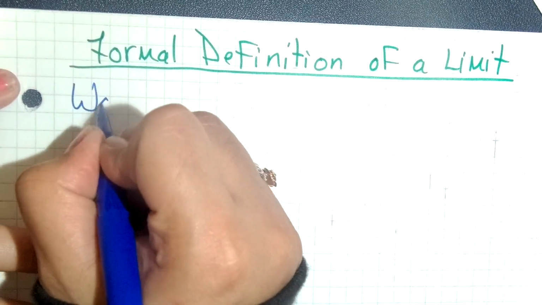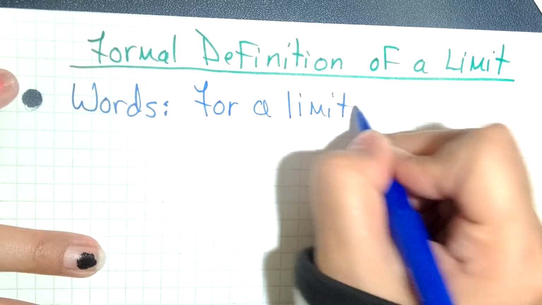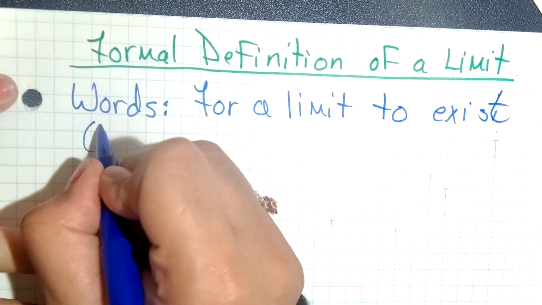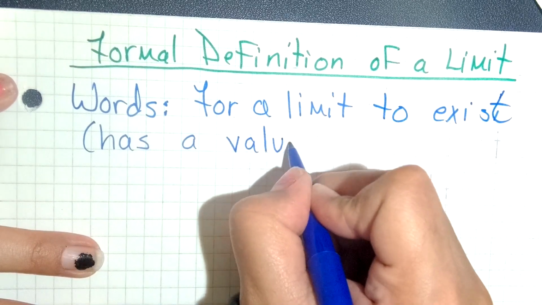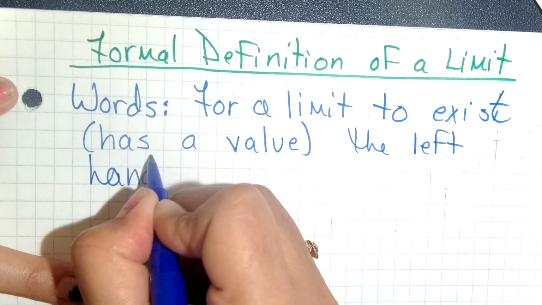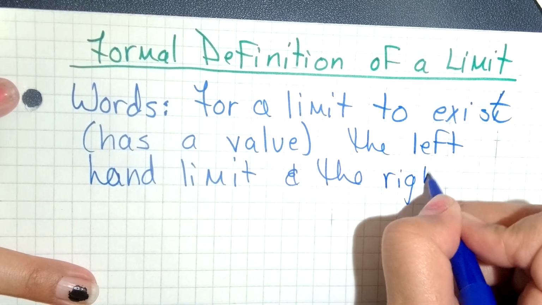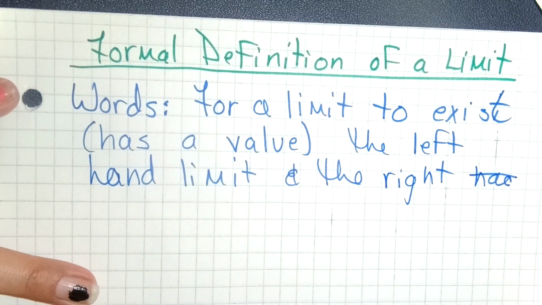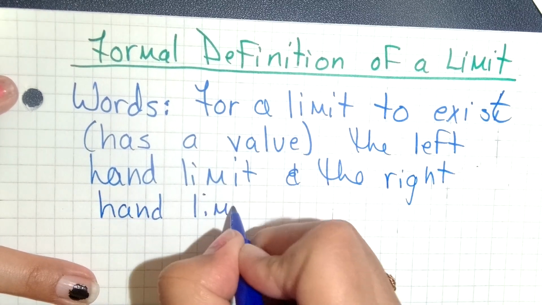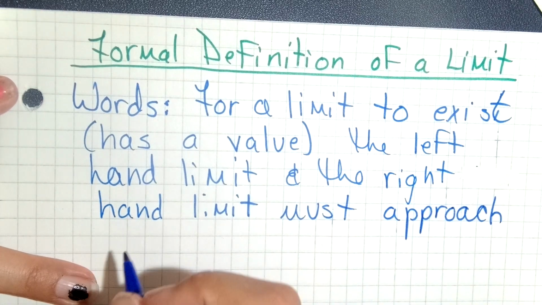Okay. So in words, for a limit to exist, which means that it has a value, the left-hand limit and the right-hand limit must approach the same value.